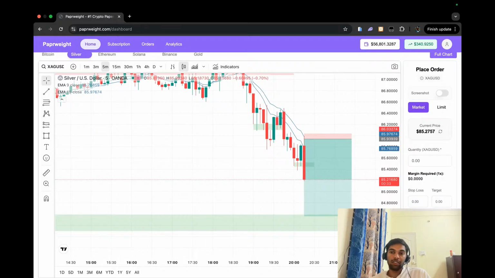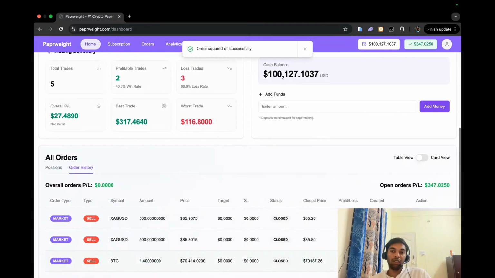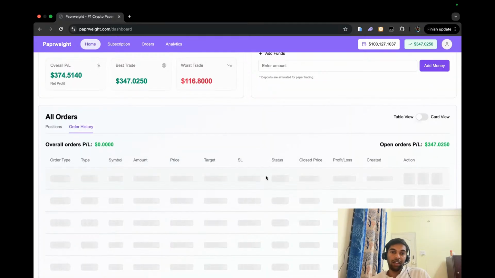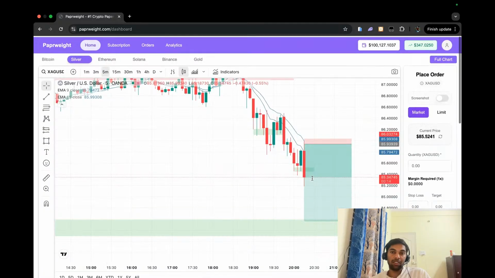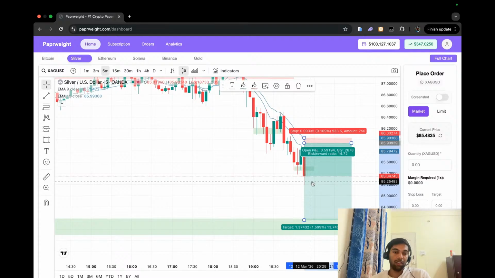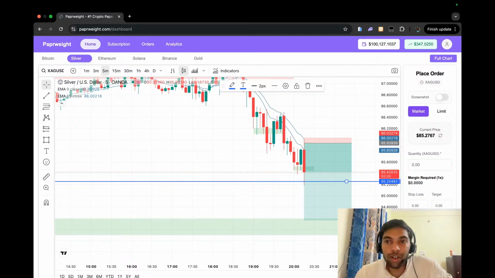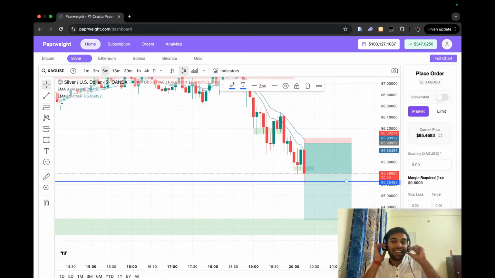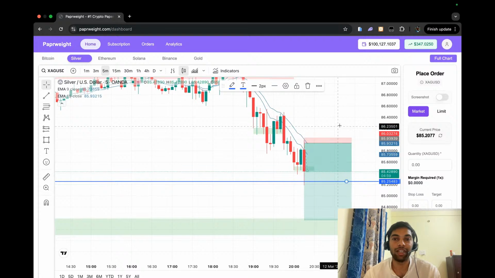Crazy fall, guys. I just squared off my position at $347. 8595 is our entry point, and 8526 is where we have to book our profit, and we have booked at the right area. So, guys, we have shorted here, right? And this is the perfect entry point because the market is also facing a rejection.